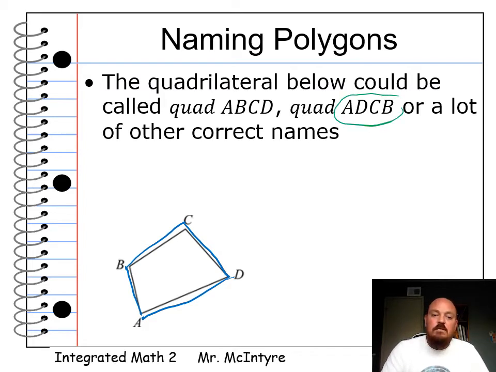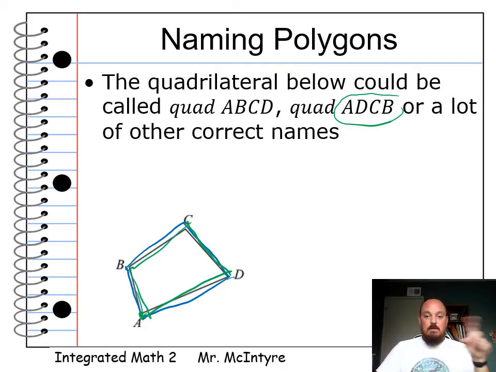Now I said I could also call it ADCB. That would mean I'm starting here at A, and then I'm going to D, and then to C, and then to B, and then back to where I started, A. So I drew the same thing forwards and backwards, and it's fine, as long as you're actually drawing the quadrilateral. Now I said there's a lot of other correct names. I showed you the 2 that start with A, but I could have named it starting with B or C or D also. And it's too many to list.